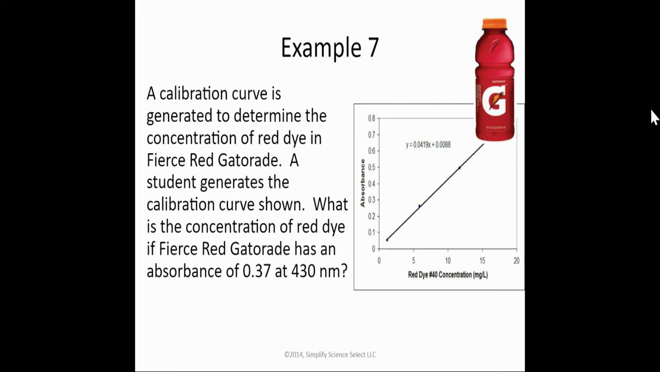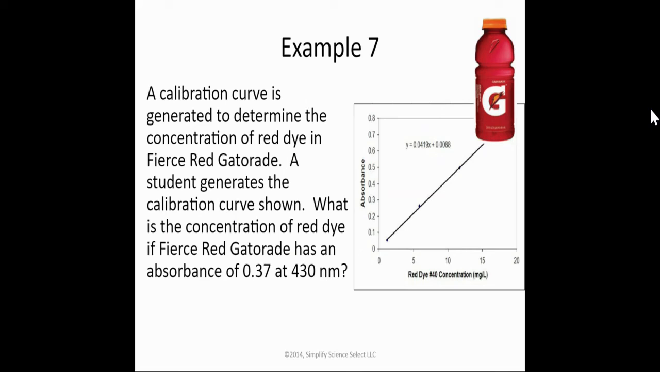Ultimately, the goal here is we're going to create a calibration curve to determine the concentration of dye in an unknown Gatorade solution. We're going to use blue Gatorade. Here in this example, they're talking about red Gatorade, because the only thing that provides the red color in the Fierce Red Gatorade is one type of red dye.